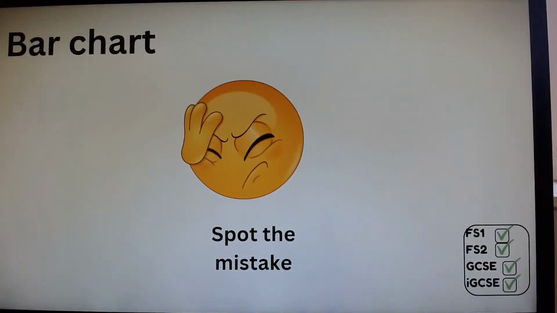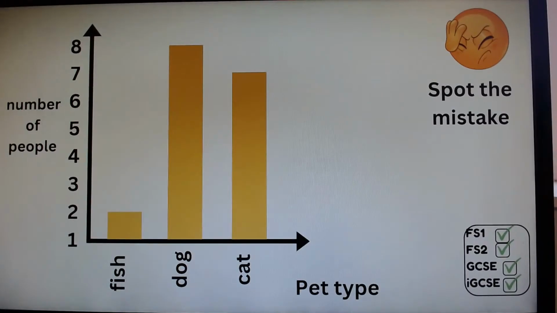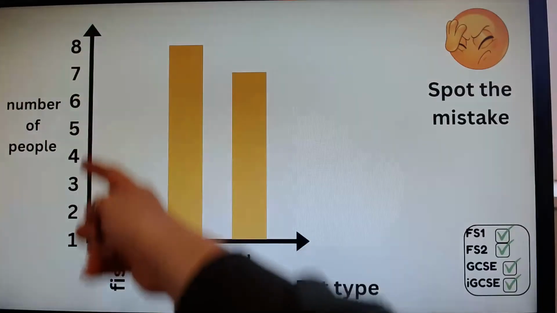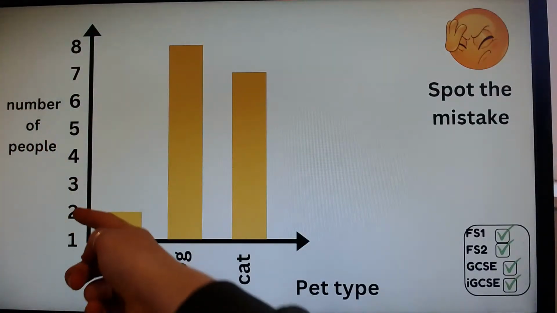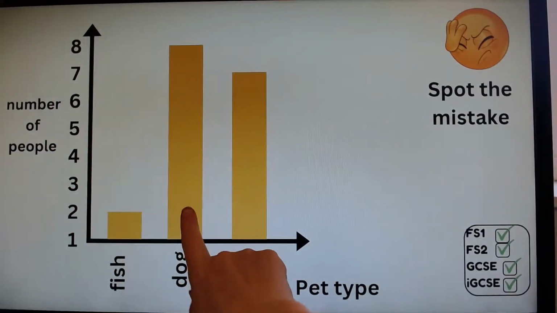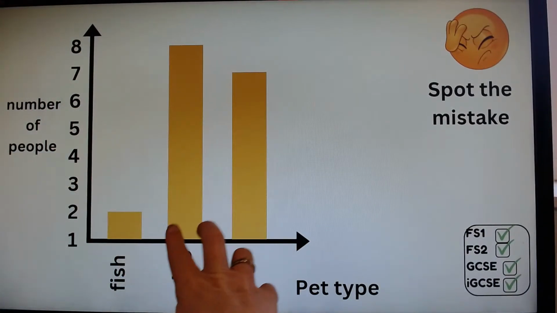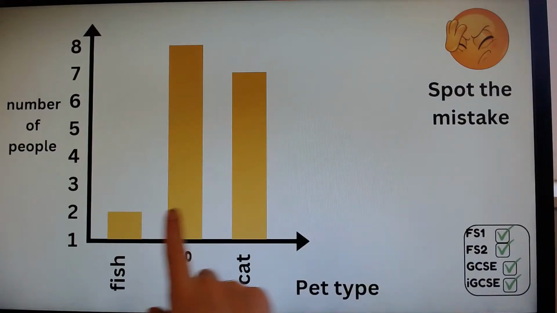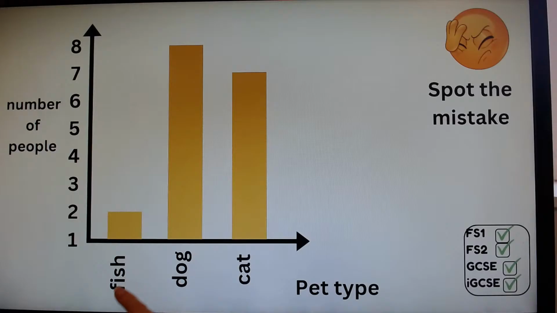So, bar chart, spot the mistake. For each one, I've definitely made a mistake. So here's a bar chart here. I've got my y-axis with the number of people. 1, 2, 3, 4, 5, 6, 7, 8. I've got my bars. The bars are all the same width as each other. They've got these gaps in between. And then at the bottom, I'm telling you, this bar chart is about pet type. And we've got fish, dog, and cats.